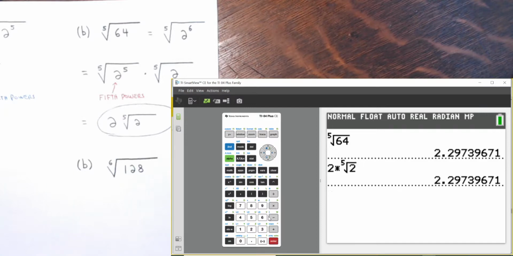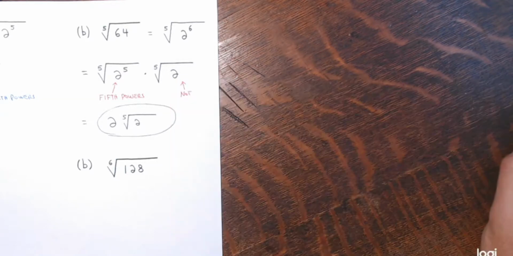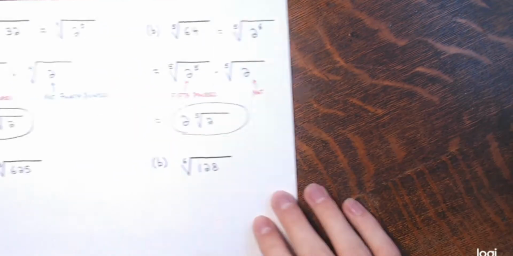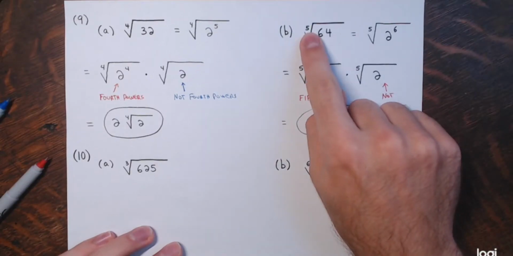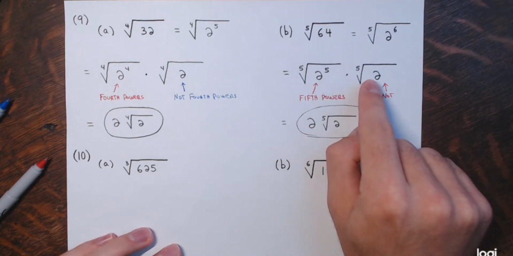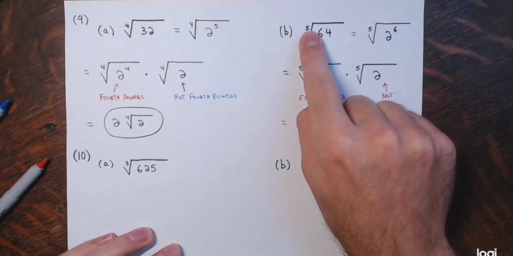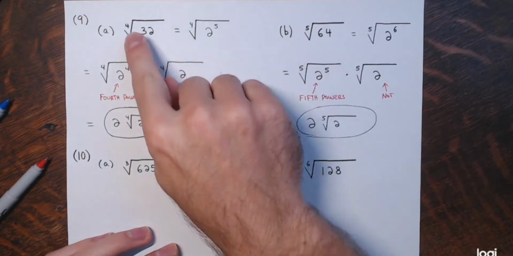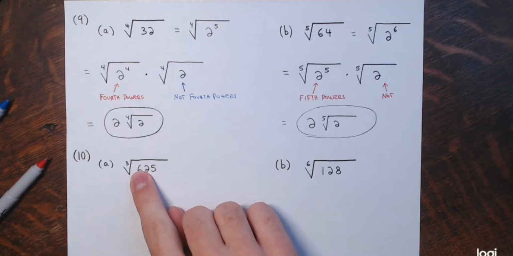And it is indeed the same number. Fantastic. Alright. But yeah, so you really got to pay attention to the index, what root is being taken. Because when you break it up with the product property, you're going to look for powers that are multiples of that index, right? Powers that are multiples of 5 or multiples of 4. Here it's 10 part A.